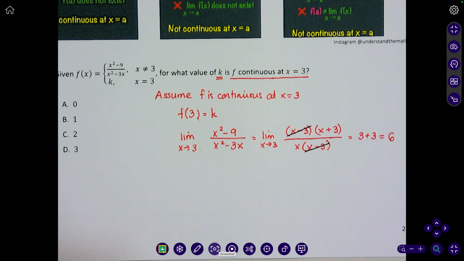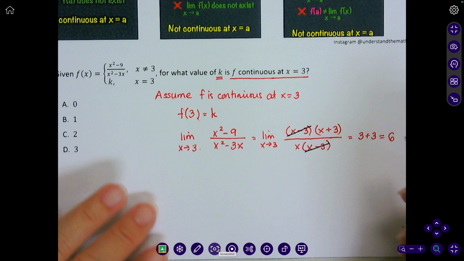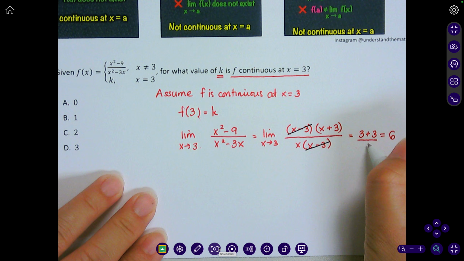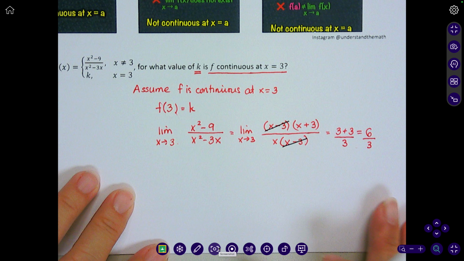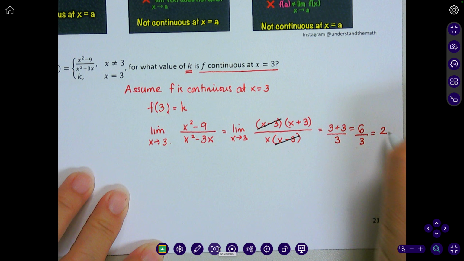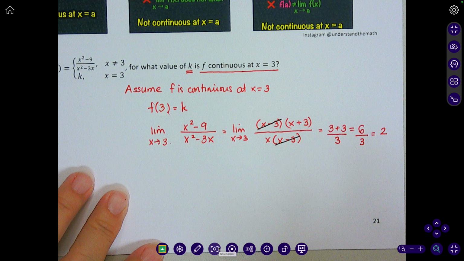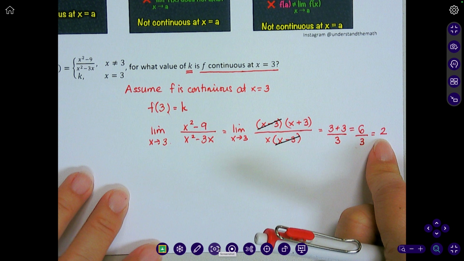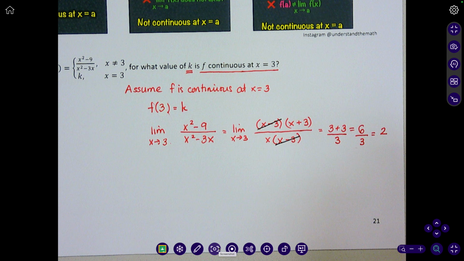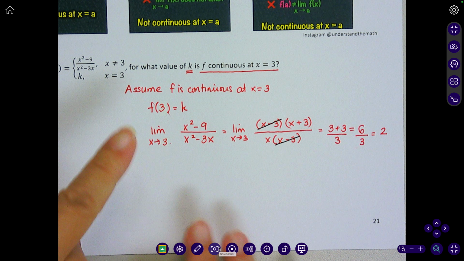What about the x at the bottom? Oh, right, you're right. Good catch. That means I have another 3, right? Thank you. So now I don't have 6, I have 2. Forgot the x there. Good. So now this is what I know: I know that my limit as x approaches 3 is 2. Yes? So now my limit exists.